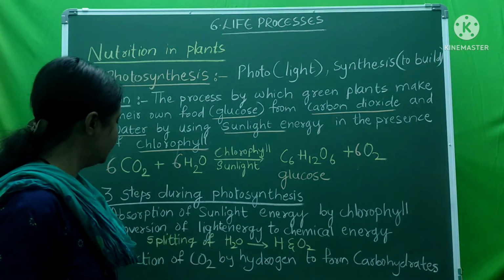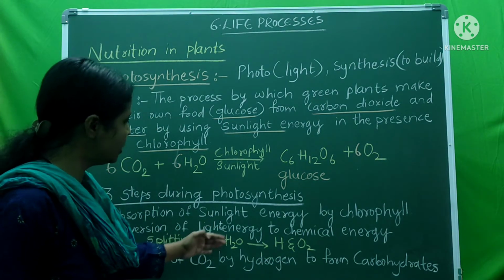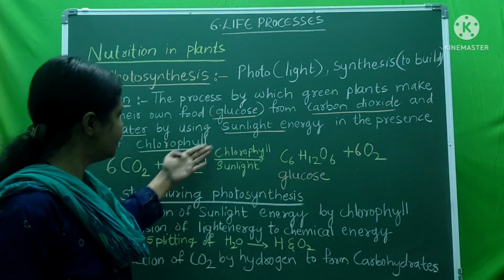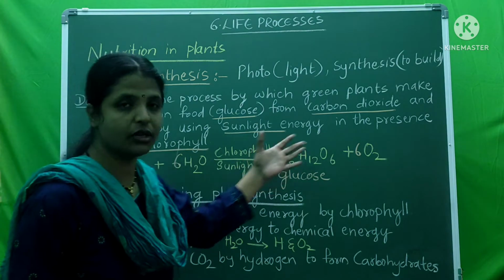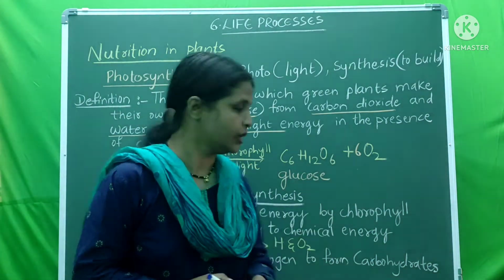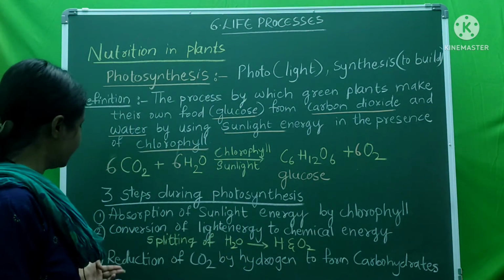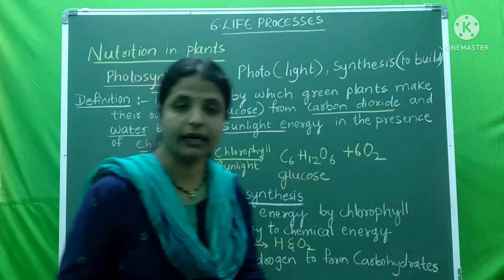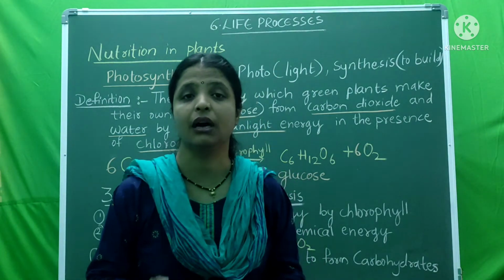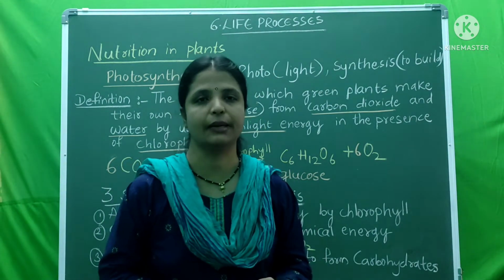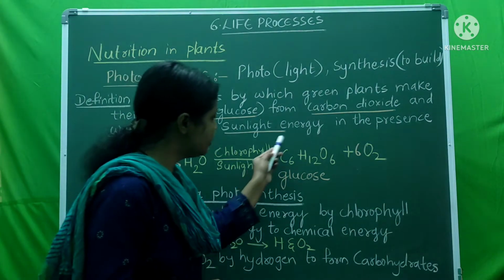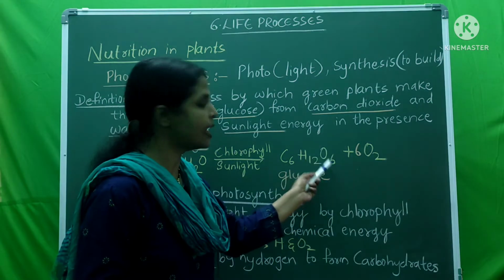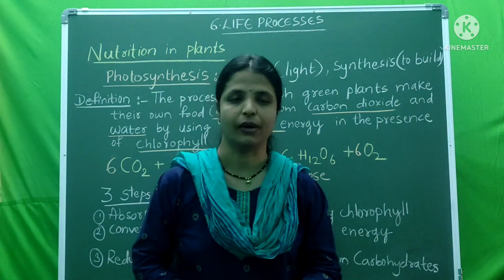Here it is also going to split water into hydrogen and oxygen. Then third is reduction of carbon dioxide by hydrogen to form carbohydrates. So carbon dioxide is reduced to form carbohydrates. What exactly are these carbohydrates? Carbohydrates are nothing else but a combination of carbon, hydrogen and oxygen. Okay children?